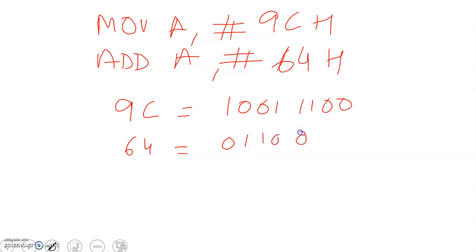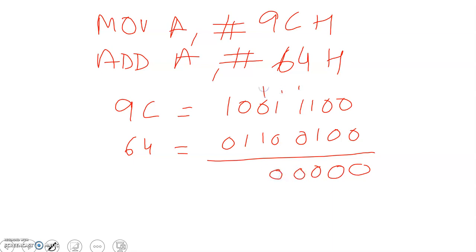If I add these two numbers: 0 plus 0 is 0, 0 plus 1 is 1, 1 plus 1 is 0 with 1 carried, 1 plus 1 again 0, 1 is carried, 1 plus 1 again 0, 1 is carried, 1 plus 1 again 0, 1 is carried, and 1 plus 1 is 10, so 0 is written here and 1 is carried. So the carry flag is set.